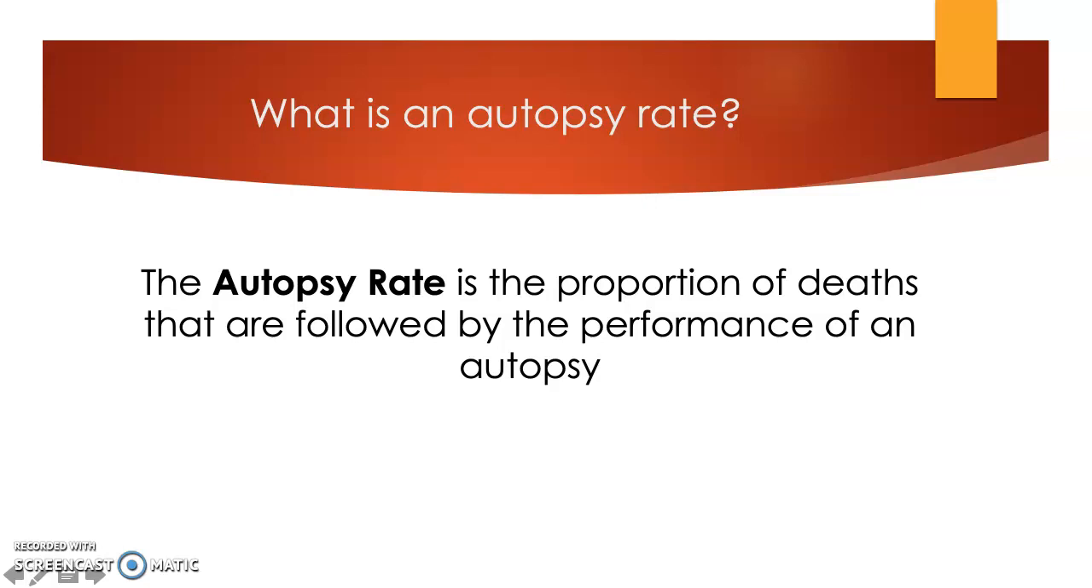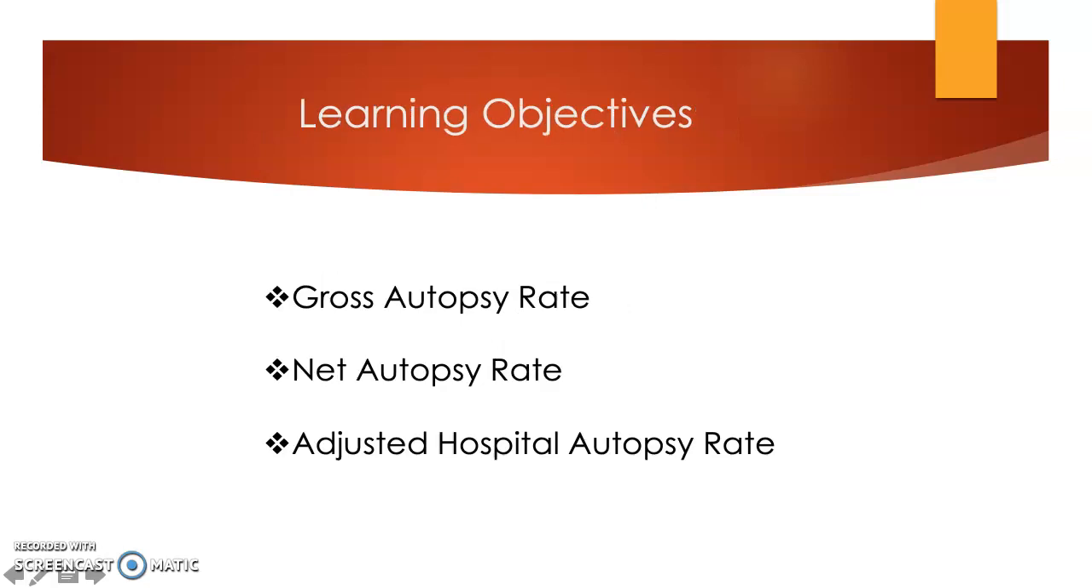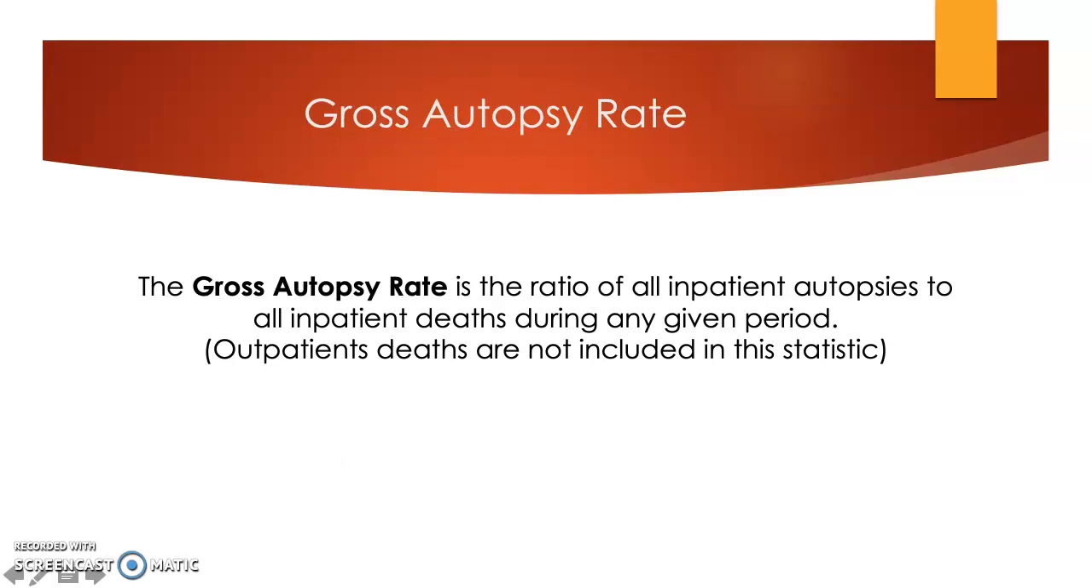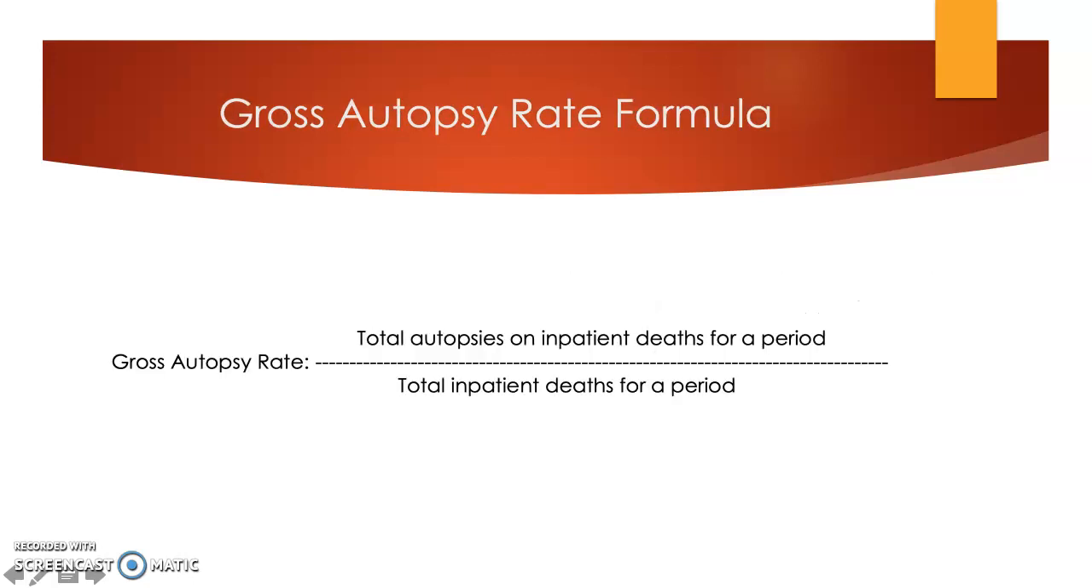The autopsy rate is the proportion of deaths that are followed by the performance of an autopsy. So our learning objectives today are to analyze the gross autopsy rate, net autopsy rate, and adjusted hospital autopsy rate. The gross autopsy rate is the ratio of all inpatient autopsies to all inpatient deaths during any given period. So this would exclude outpatient deaths from this statistic.